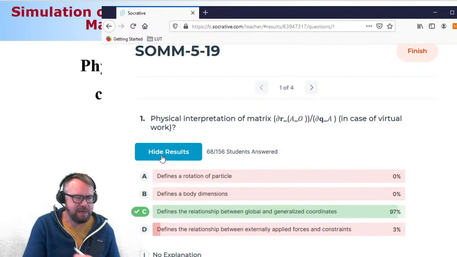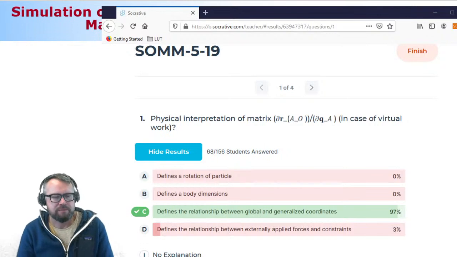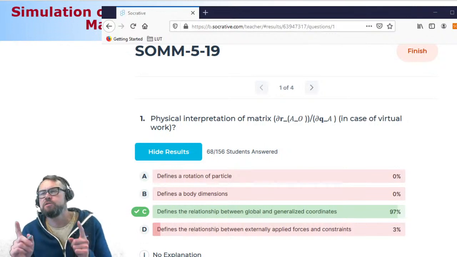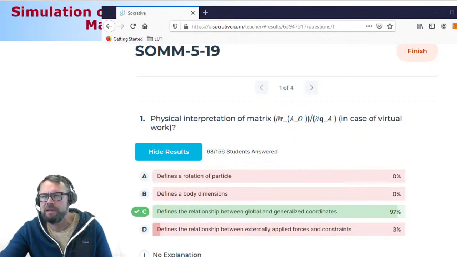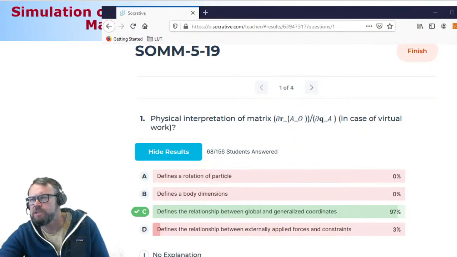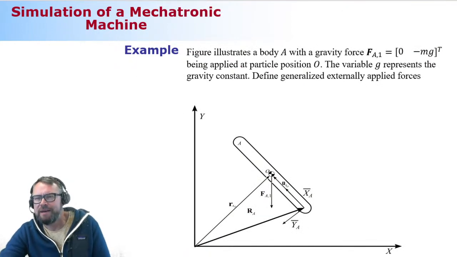All right, but anyways, let's take a look at an example. I have two examples here. Now you need to pay attention, because there is a next in-class quiz that is somewhat similar to the one we just looked at. And let me hide this so that you can see my slide again.